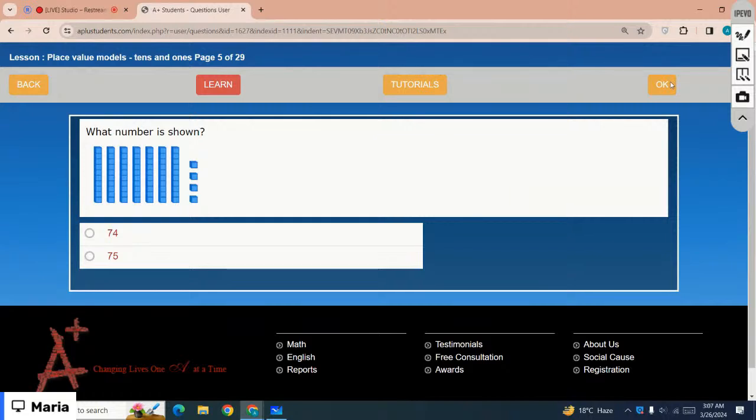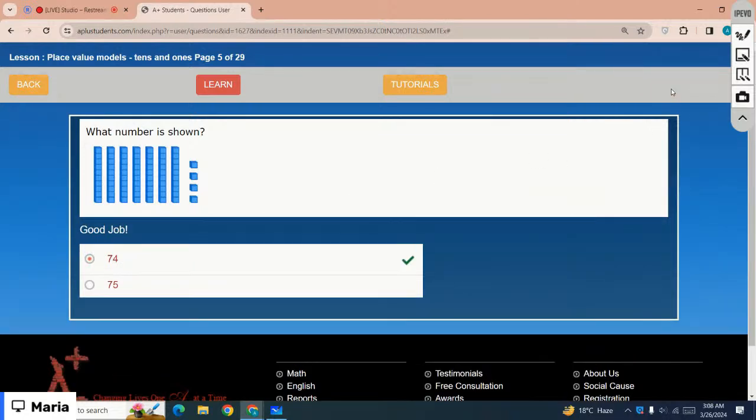Just count carefully. Which number is shown? Which is the correct option? You have 4 ones and 7 tens. Option 1 is the correct option. That is 74: 4 ones and 7 tens.